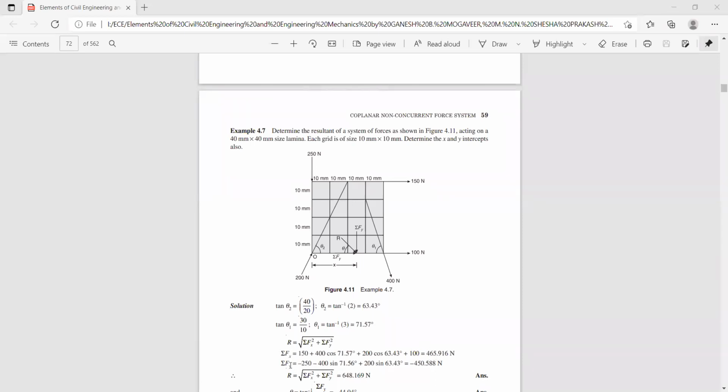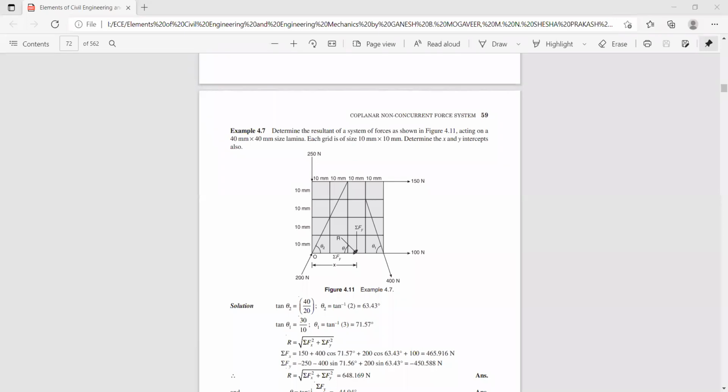So thereby you will get the value of sigma F of x as 465.916 Newton. Similarly, sigma F of y: minus 250 minus 400 sin 71.56 plus 200 sin 63.43. It works out to be minus 450.588 Newton. Now you can see here sigma F of x is positive and sigma F of y is negative. So hence the resultant lies in the fourth quadrant.